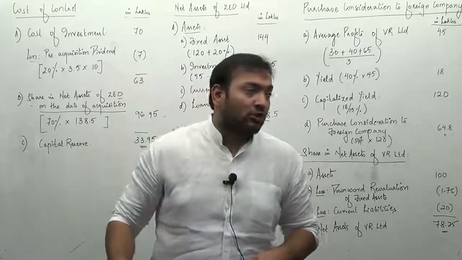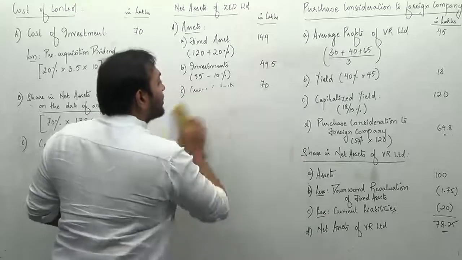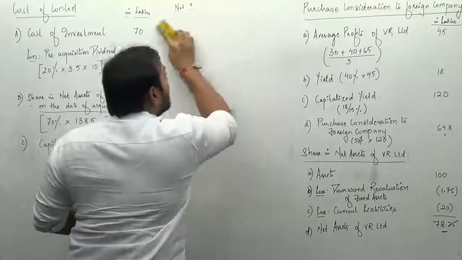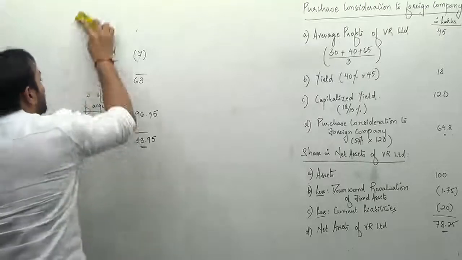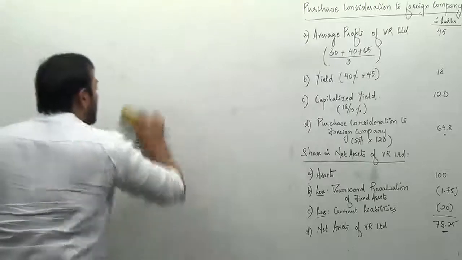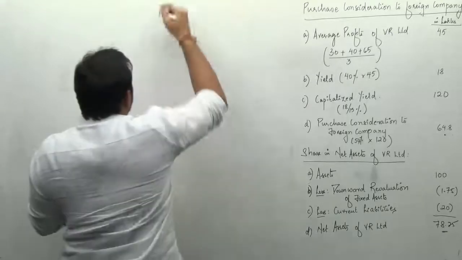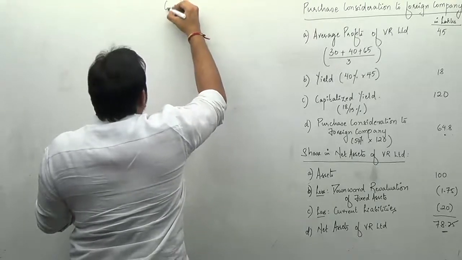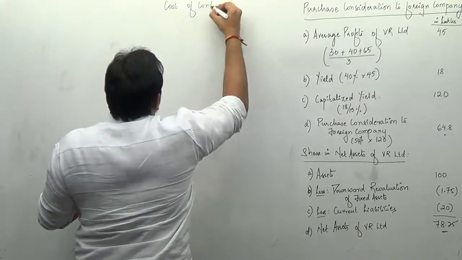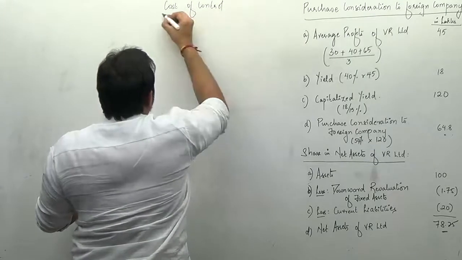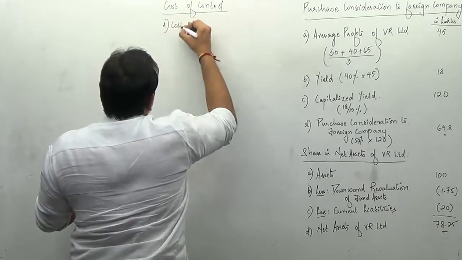Let's start the cost of control computations. For the computation of cost of control, we need two figures: cost of investment and share in the net assets. There's no minority share in net assets. Entire 100% is acquired by Variety Limited. So entire 100% should be considered. Put on adding cost of control, and start with cost of investment.